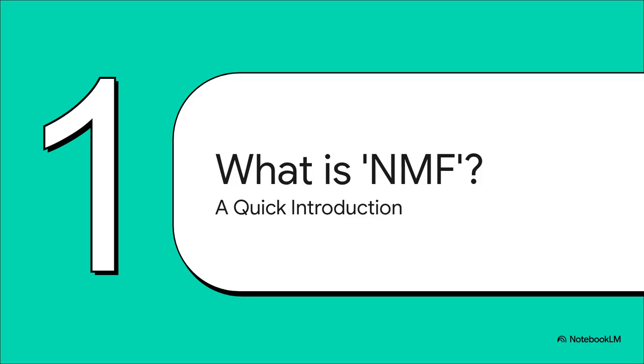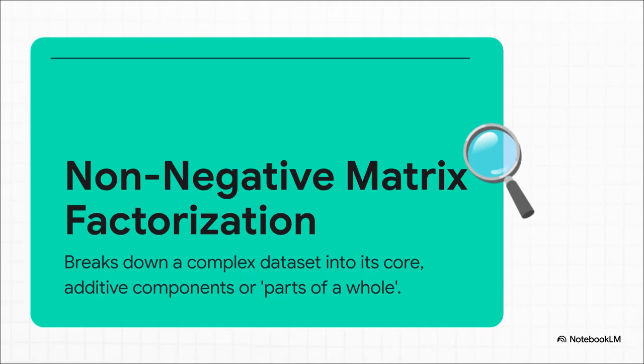Okay, first things first. Let's talk about NMF. What in the world is non-negative matrix factorization? You can think of NMF as kind of like a recipe deconstructor. It takes something complex, let's say a big data set, and it breaks it down into its core ingredients, these basic additive components. So if you've got a ton of documents, NMF can help you find the underlying topics. Or if you've got images, it can find the fundamental parts that make them up.